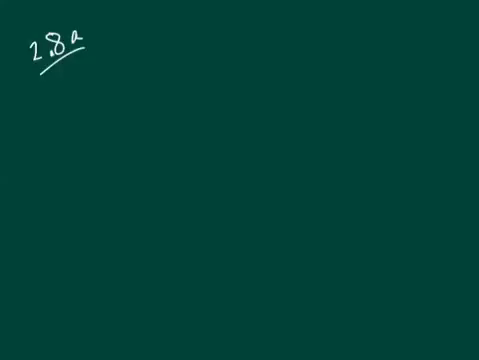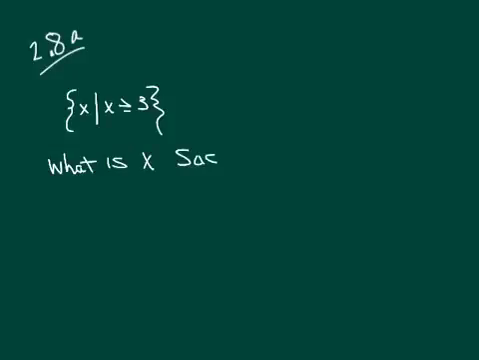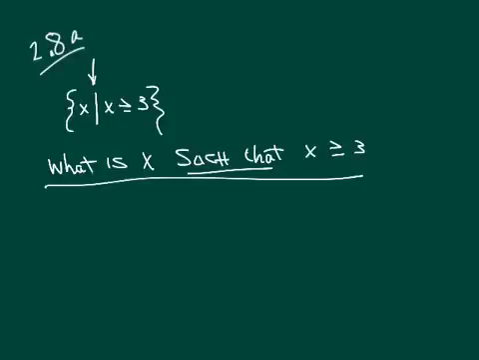And an example of that would be that there. And what that says is, what is x such that, and that line right there means such that, x is greater than or equal to 3. Okay, so what is x such that x is greater than or equal to 3?